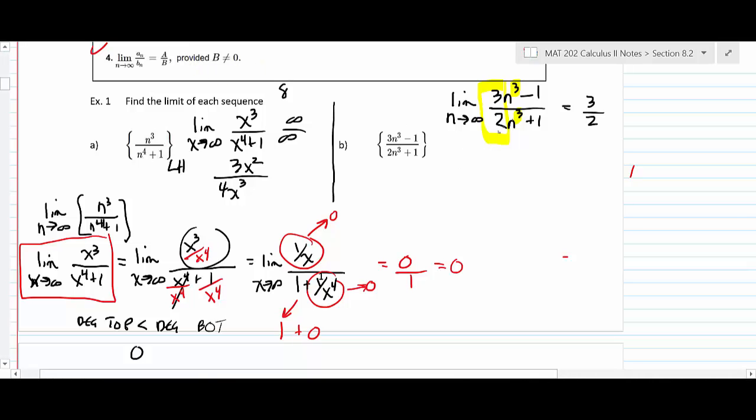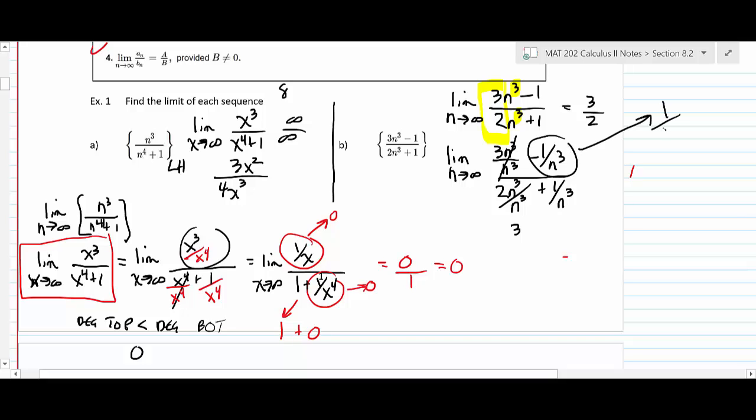Your other strategy, and you don't need to write this down unless you feel like you need to, if you happen to not see that, is to divide everything by the highest power. If you do that, that helps you see why this is the case anyway. So I just divide everything by n cubed. That's a 3, right? This thing right here is really 1 over infinity, so that's 0. So that's 3 minus 0. The bottom is a 2, and then this is 0 again. So there's your 3/2. It works either way.